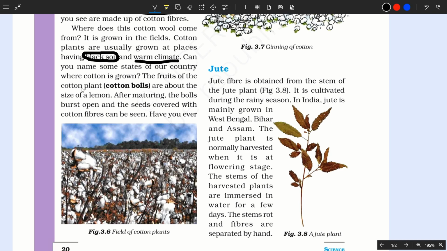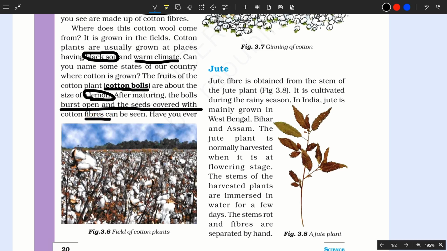The fruits of the cotton plant, which we call cotton balls, are about the size of a lemon. Before the cotton comes, there will be cotton plants, right? The cotton plants first bear flowers and then the cotton balls, which will be about lemon size. After maturing, the balls burst open and the seeds covered with cotton fibers appear.